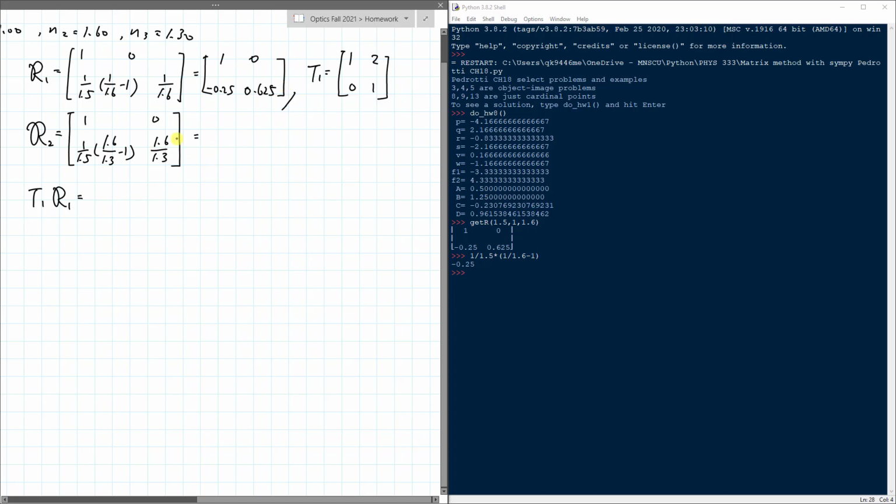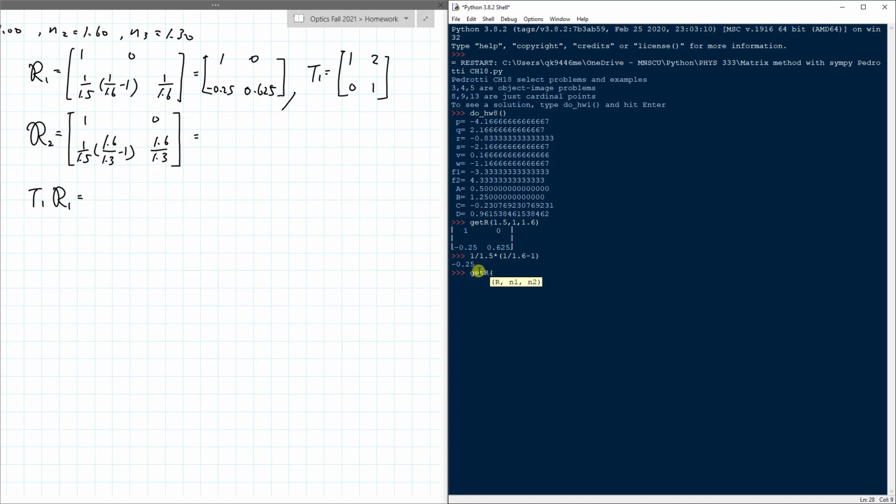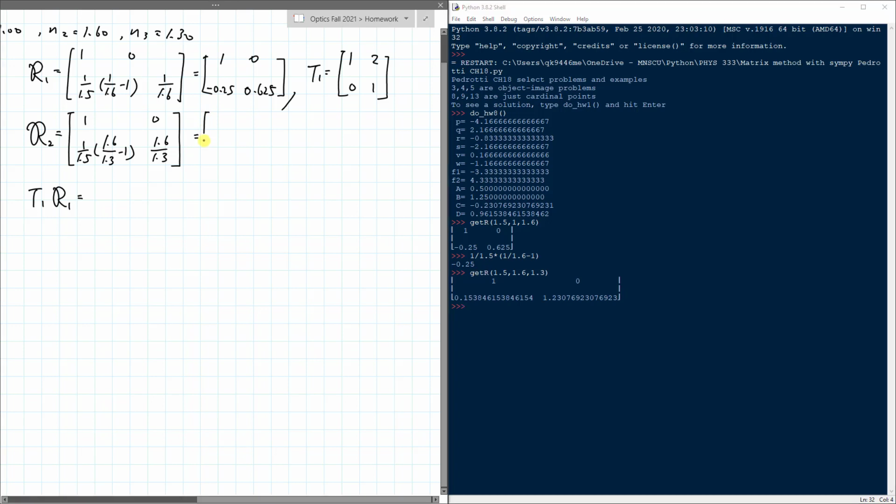And we can also calculate R2. R2 is that, and I can do just to get that same radius of curvature. Left is 1.6, right is 1.3. So I can get a refractive surface just like that. Okay, less elegant looking, but that's all dependent on the values.